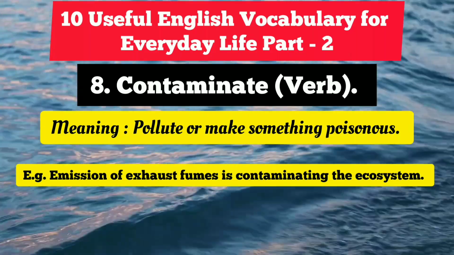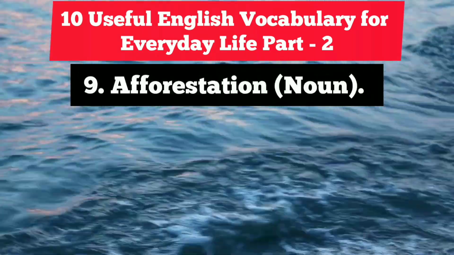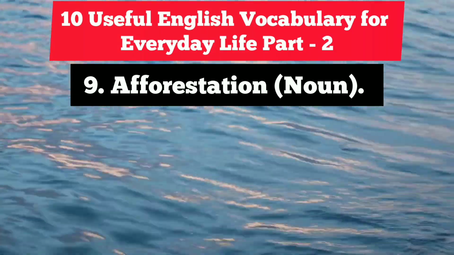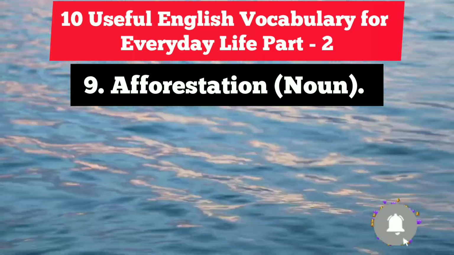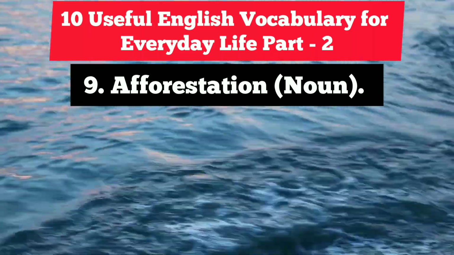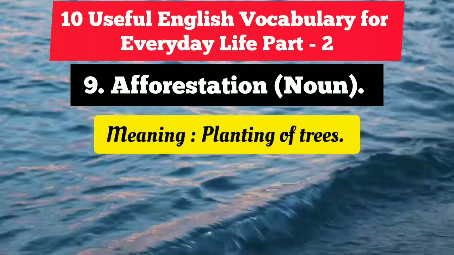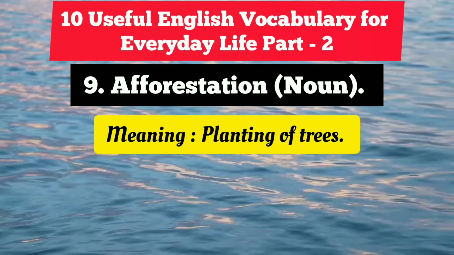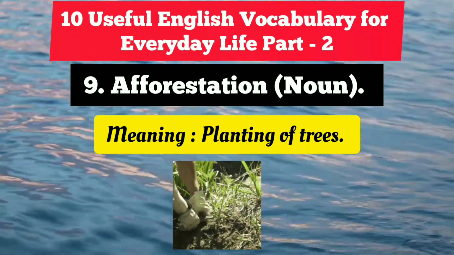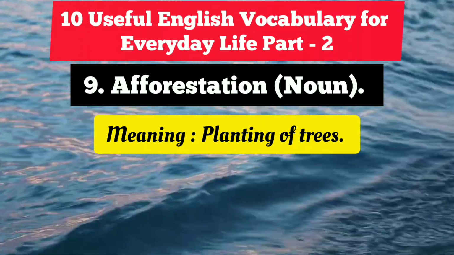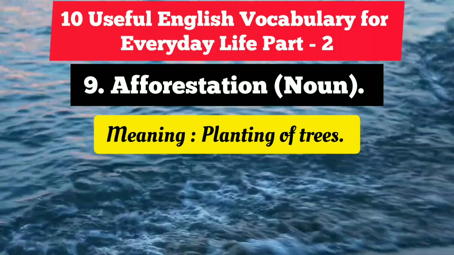So up next, let's focus on the ninth useful vocabulary for everyday life, that is on your screen, that is afforestation. Afforestation is correlated, I would say, to the previous one, but it does not mean contamination, it does not mean to pollute. Rather, afforestation is a noun which means planting of trees and plants in areas. So that's called afforestation, just the opposite of deforestation. I hope you know deforestation is cutting of trees and afforestation is planting of trees. So let's see how to use this useful vocabulary.